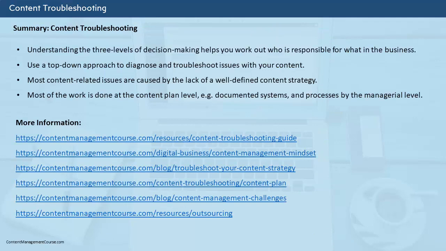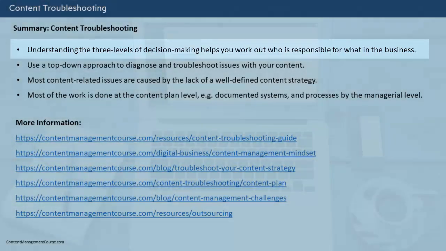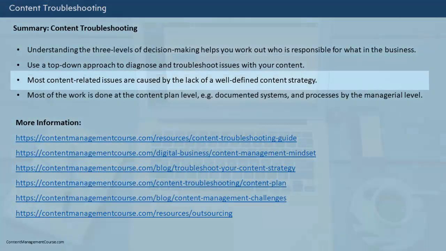So, in summary, understanding the 3 levels of decision making in a business is very important, as it helps you work out who's responsible for doing what in your business. Use a top-down approach to diagnose and troubleshoot issues with your content. This is an effective approach because as you address and eliminate issues at the higher levels, your business will experience fewer problems and get better results as time goes on.